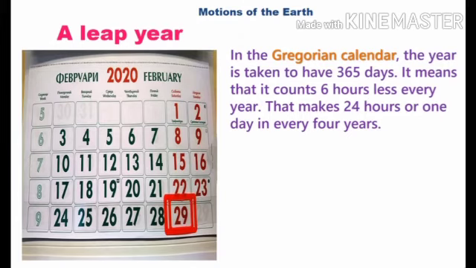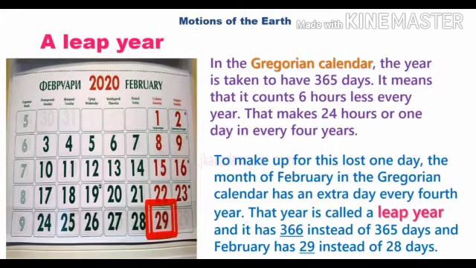We'll read it once again. In the Gregorian calendar, the year is taken to have 365 days. It means that it counts 6 hours less every year. That makes 24 hours or 1 day in every 4 years. To make up this lost 1 day, the month of February in the Gregorian calendar has an extra day every 4th year. That year is called as a leap year, and it has 366 instead of 365 days, and February has 29 instead of 28 days.